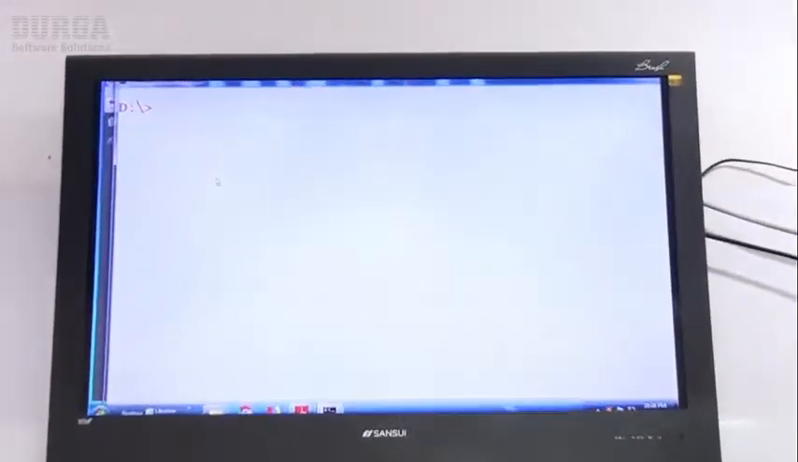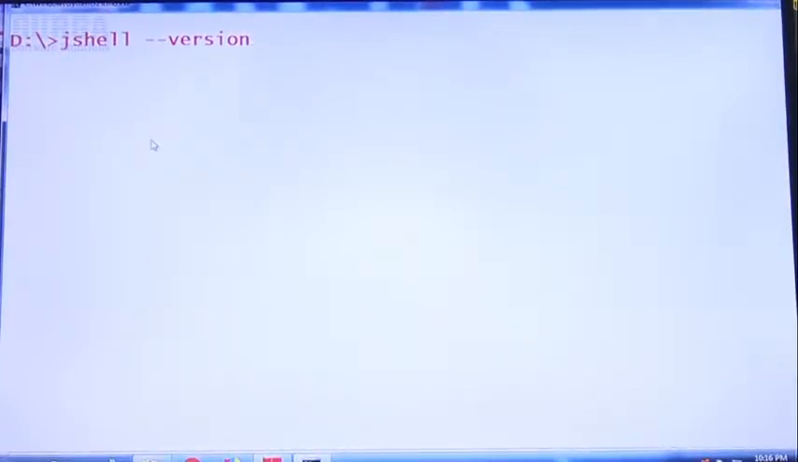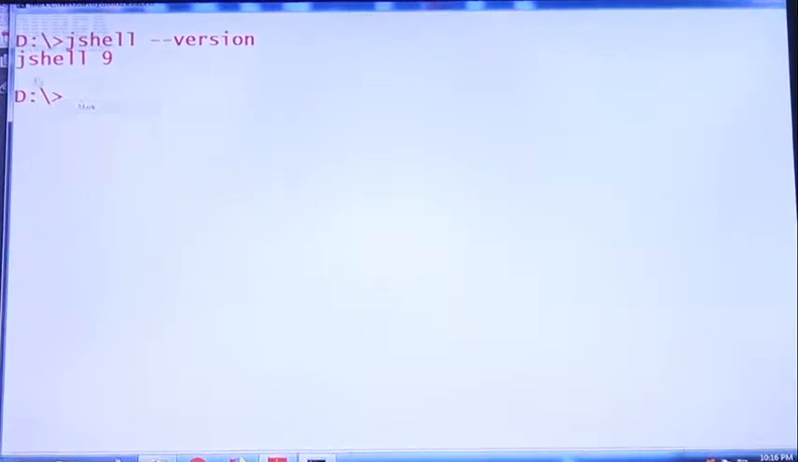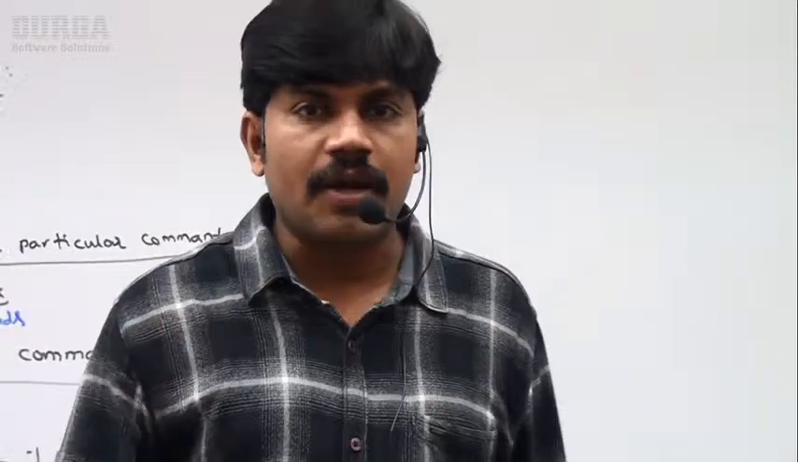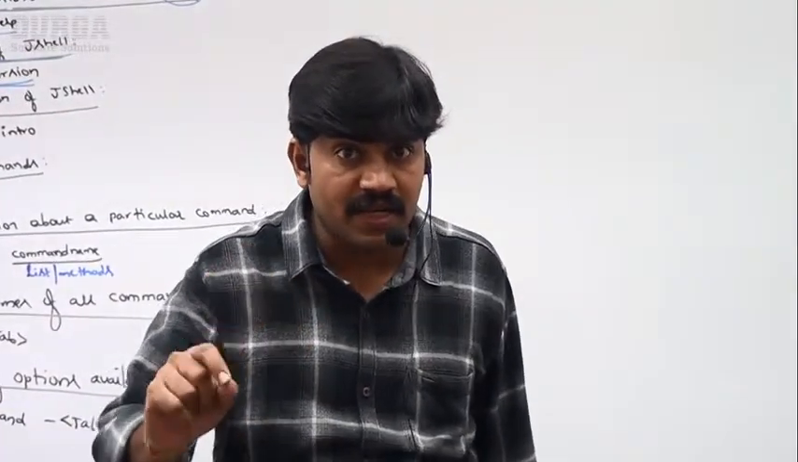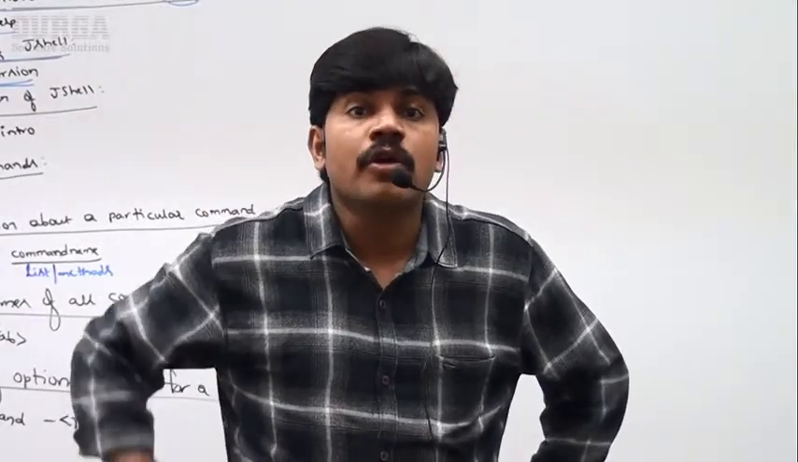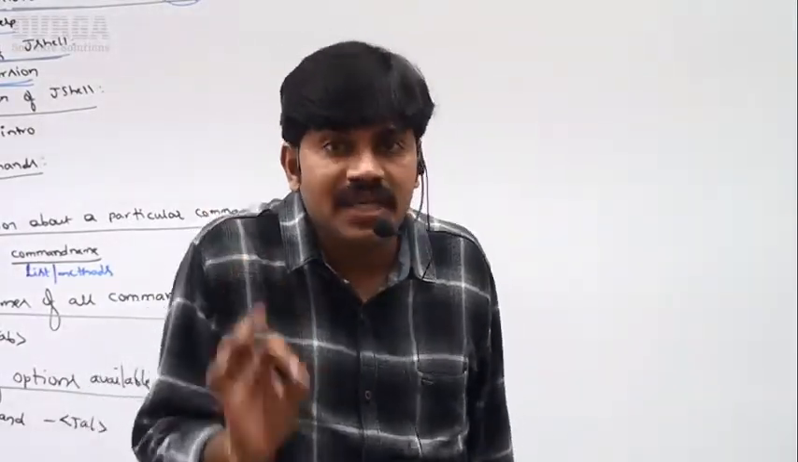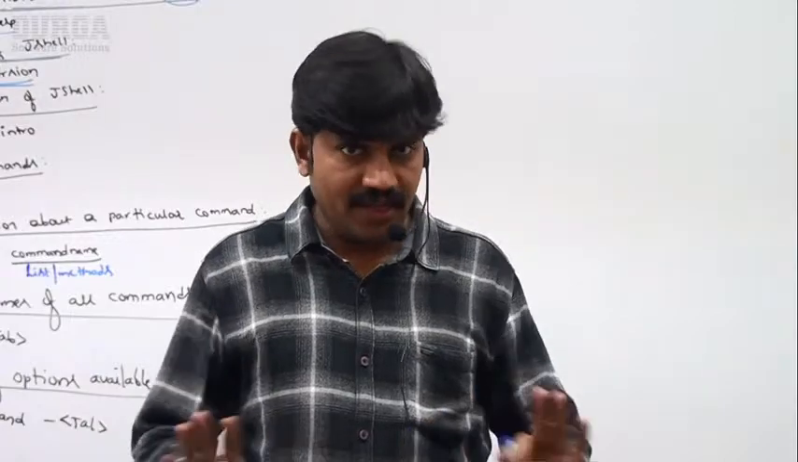Observe very carefully. Here, jshell --version. Now observe which version of JShell I am using: JShell 9. Clear for all, right? Up to this we covered two commands. For the various options you can use with JShell, from the command prompt you type jshell --help. If you want to know which version of JShell we are using, jshell --version. Clear, right? Okay, that's all.